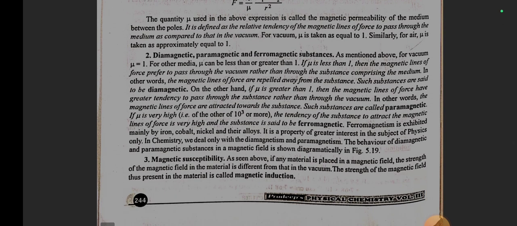Number 2. Diamagnetic, paramagnetic and ferromagnetic substances. As mentioned above, for vacuum, mu is equal to 1. For other media, mu can be less than or greater than 1. If mu is less than 1, then the magnetic lines of force prefer to pass through the vacuum rather than through the substance comprising the medium. In other words, the magnetic lines of force are repelled away from the substance. Such substances are said to be diamagnetic.